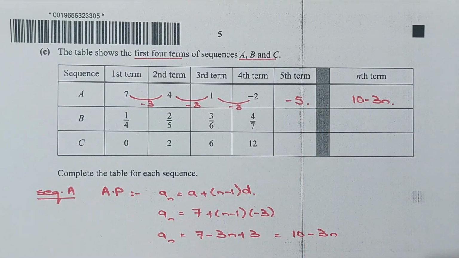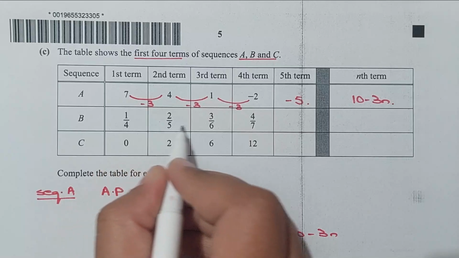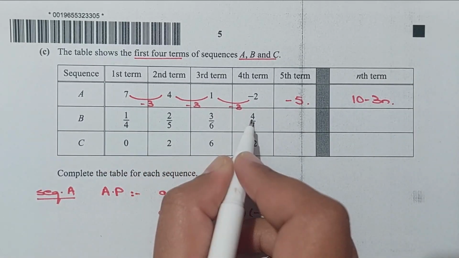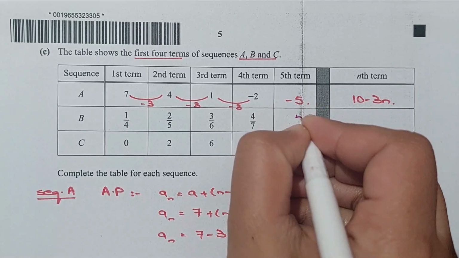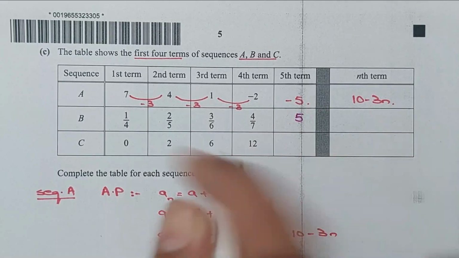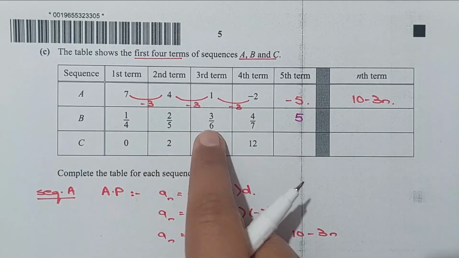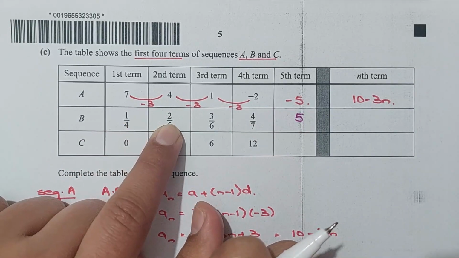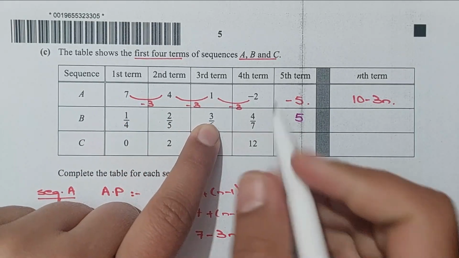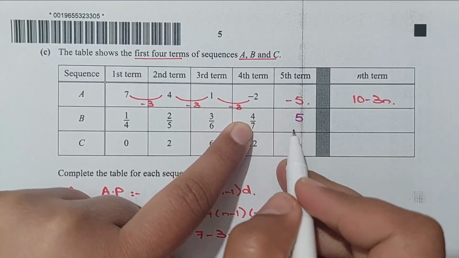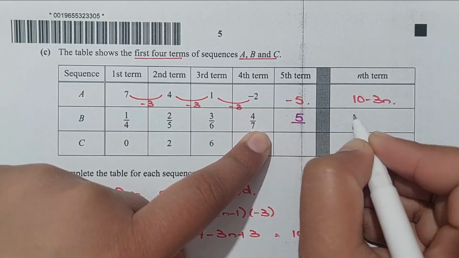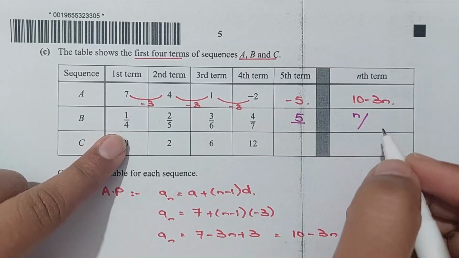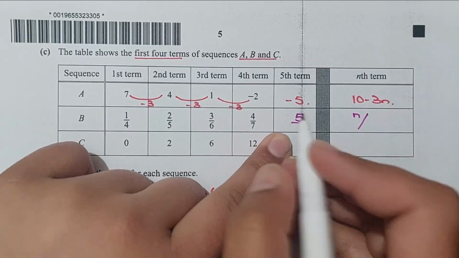All right. Now for sequence B, okay, let's see. It is 1, 2, 3, 4, 5 in the numerator, and in the denominator, 4, 5, 6, 7. You can see when the term is 1, the numerator is 1. Term 2, numerator is 2. Term 3, numerator is 3. Term 4, numerator is 4. Term 5, numerator is 5. And term n, the numerator is n. And here we have 4, 5, 6, 7, 8.